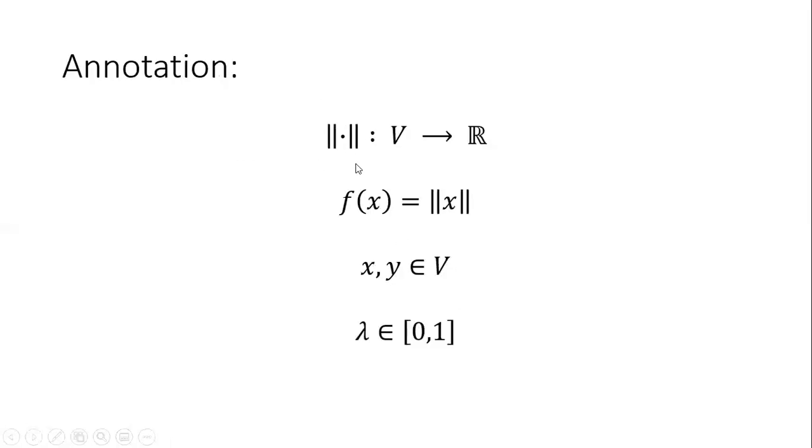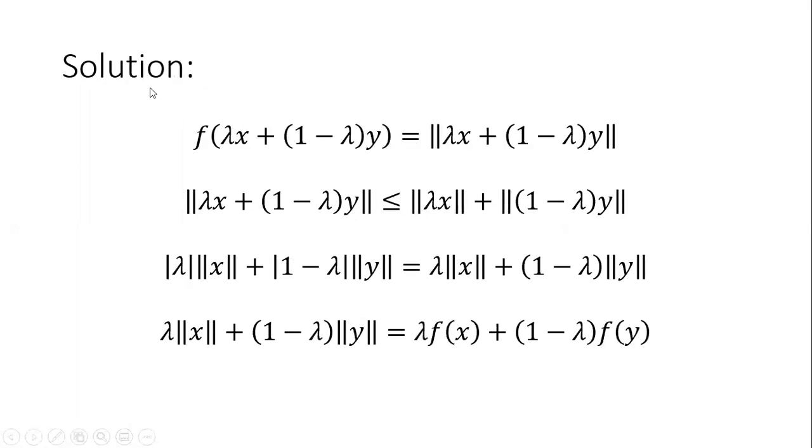We'll annotate the norm to be a function from the vector space to the real numbers. We will annotate f to be a general norm. X and y will be two vectors of the vector space V, and lambda will be a real number in the segment from 0 to 1. Our solution.